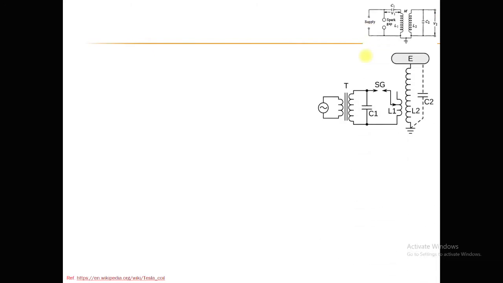In a more general way, the circuitry of the Tesla transformer is represented like this. Here you can see C2 is a stray capacitance with respect to the ground. It is between the high voltage secondary terminal of the Tesla transformer and the ground. So it normally represents the equivalent capacitance of series parallel capacitors.